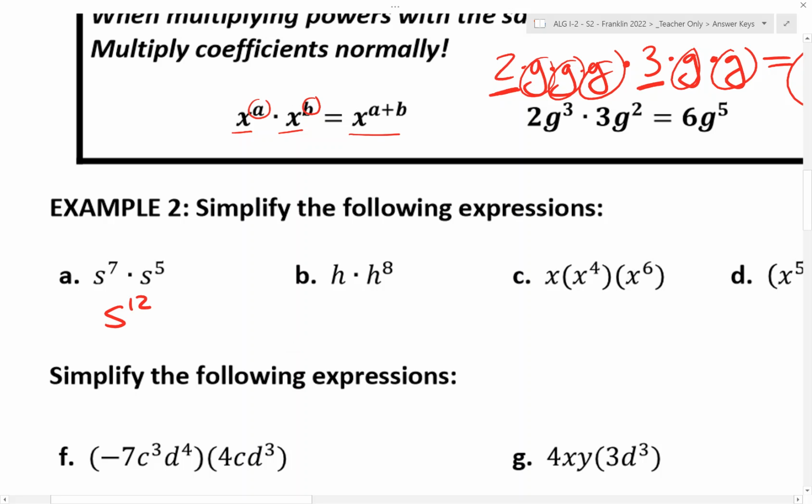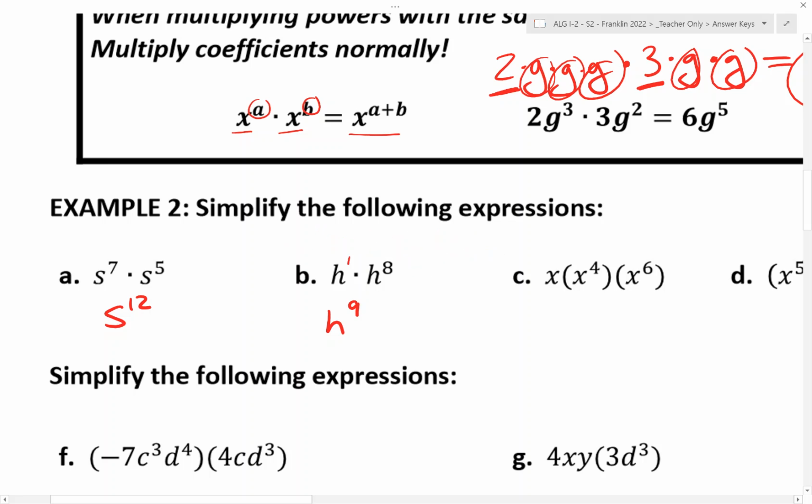H times H to the 8th. And remember, if there's an H, there has to be a 1, because if it was 0, there wouldn't be an H at all. So H is just H to the 1st. And then 1 plus 8, that's H to the 9th. And if you're ever not sure, you can just think about how H is just H, and then H to the 8th is 8 H's. So all total, you've got 9 H's there.